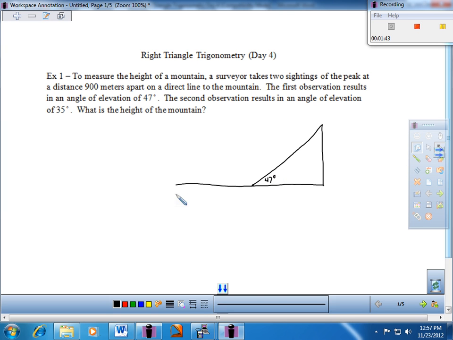So from here to here, everybody, I believe we're going to want to have as our 900, and I'm hoping I'm reading that right as well. Then come back here and take a reading where that angle is going to be 35 degrees. The 47 degrees obviously has to be the closer of the two, and 35 degrees is definitely the farther of the two. What we're looking for here is the height of the mountain. I'm going to label this H for right now, and then we'll work with it.